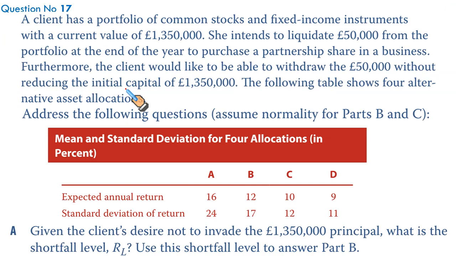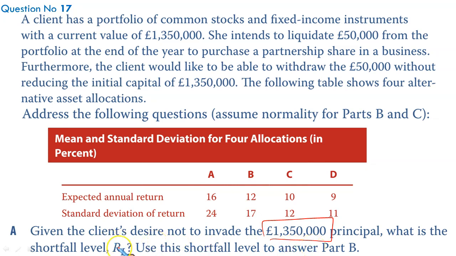Alright, moving on to question number 17. A client has a portfolio of common stocks and a fixed income instrument with a current value of 1.35 million. She intends to liquidate 50,000 from the portfolio at the end of the year to purchase a partnership share in a business. Furthermore, the client would like to be able to withdraw the 50,000 pounds without reducing the initial capital of 1.35 million. The following table shows 4 alternative asset allocations. She can put in A, B, C, or D with these expected returns and these standard deviations. Given the client's desire not to invade the 1.35 principal, she doesn't want to use up this capital. What is the shortfall level RL, the minimum return? Use the shortfall level to answer part B.